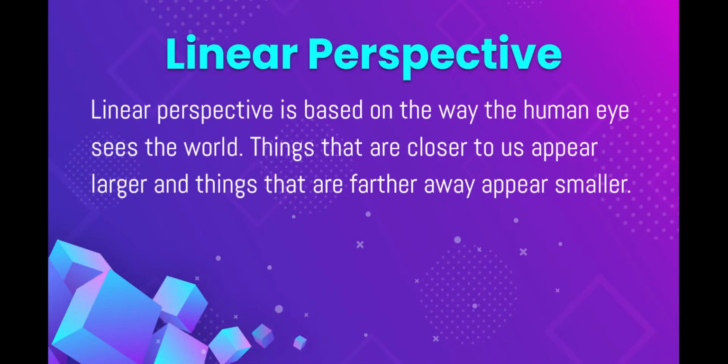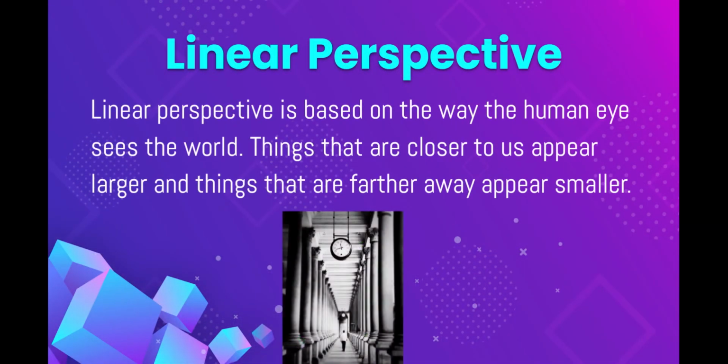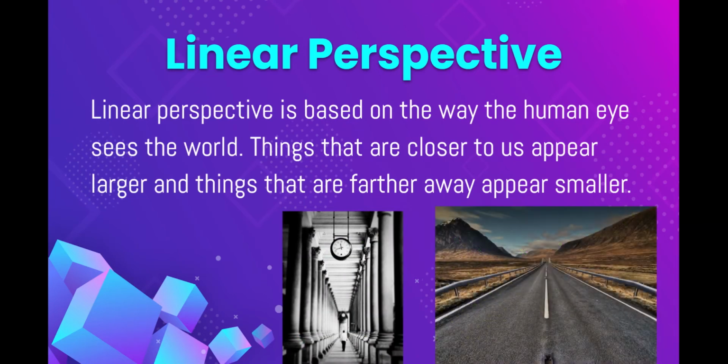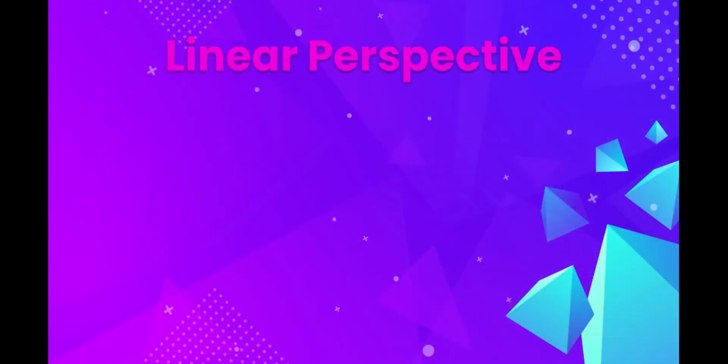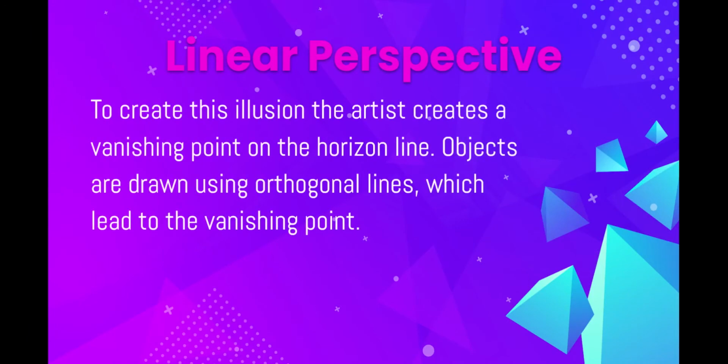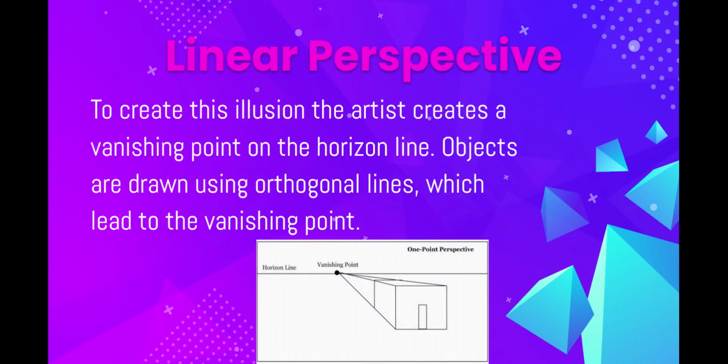Linear perspective is based on the way the human eye sees the world. Things that are closer to us appear larger, and things that are farther away appear smaller. To create this illusion, the artist creates a vanishing point on the horizon line. Objects are drawn using orthogonal lines, which lead to the vanishing point.